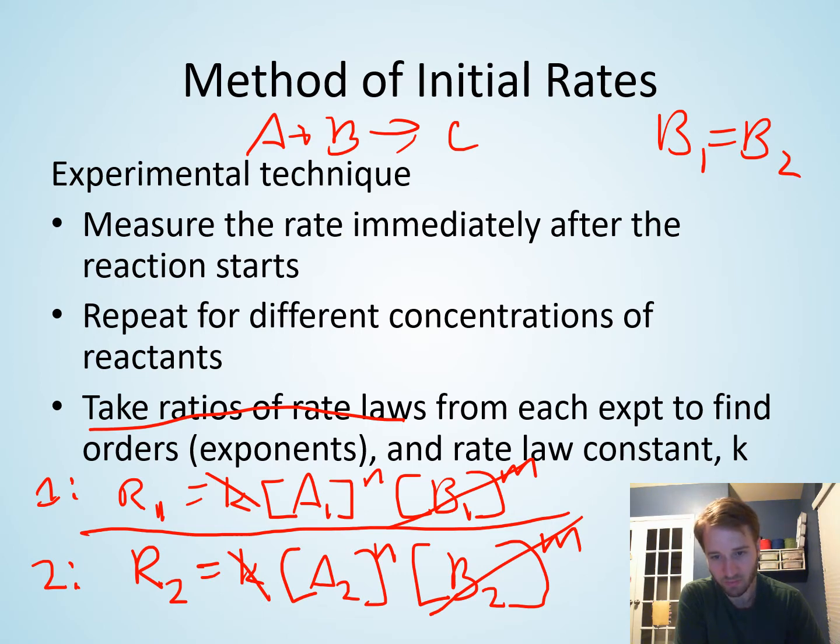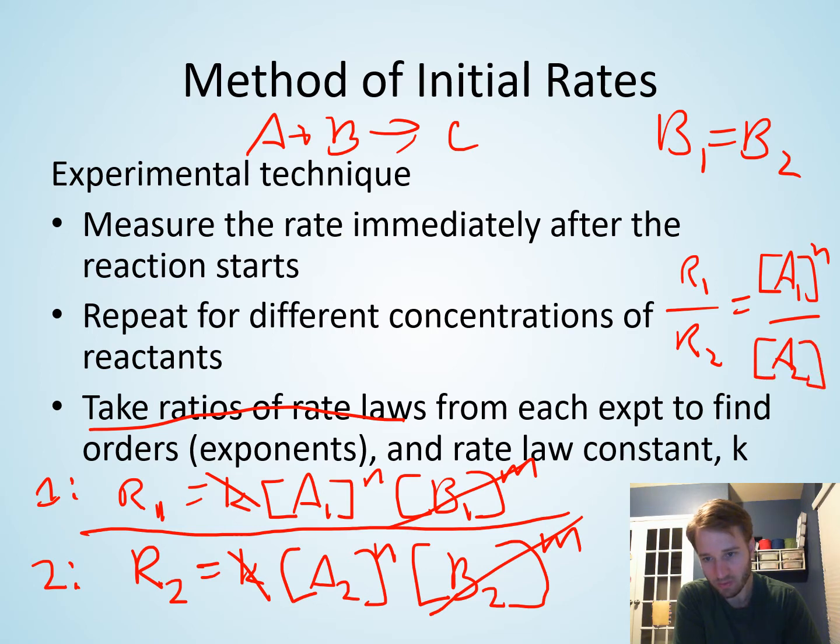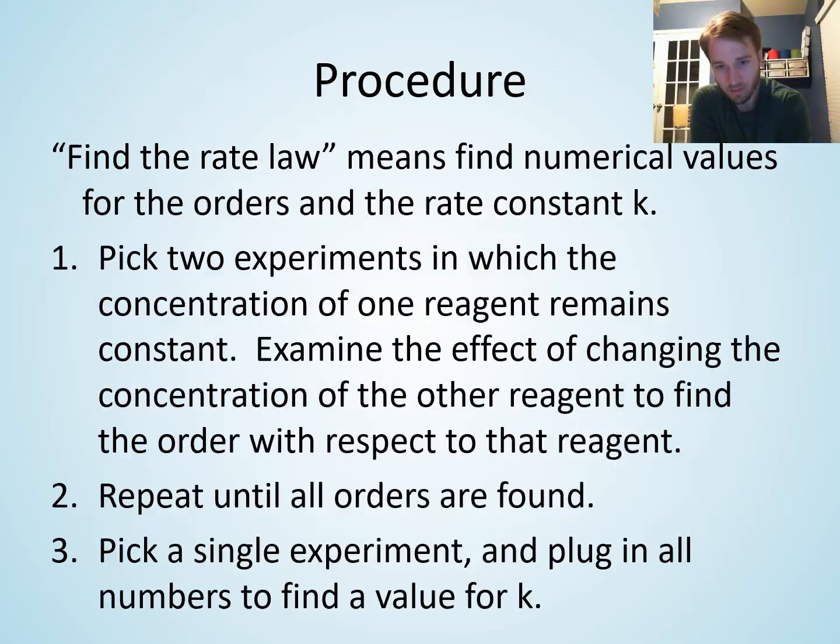And so this simplifies down to something where I have R1 over R2 equals A1 to the n power over A2 to the n power, okay? And all of these numbers are determined, and I can figure out what n is from this equation here, okay? We'll do plenty of examples of this in class, okay? But that's essentially the approach that's used, okay?